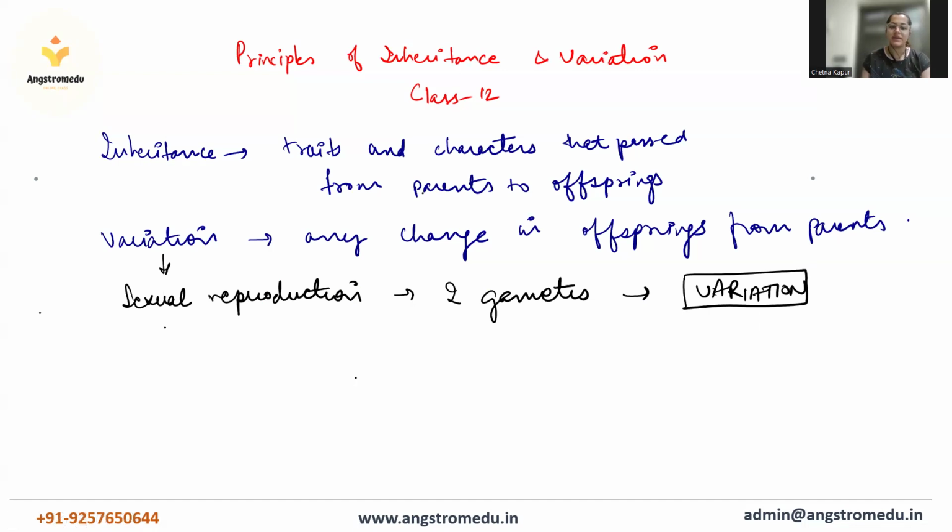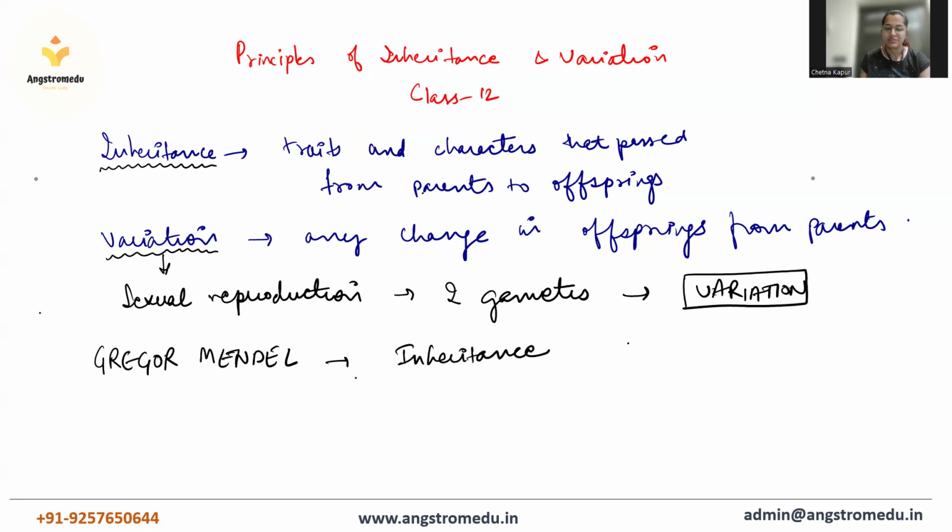Next, who gave these laws of inheritance, who talked about variation? There was a very great scientist, George Mendel. The name of the scientist was George Mendel. He gave the concept of inheritance, that something is being passed on from the parents to the offspring.